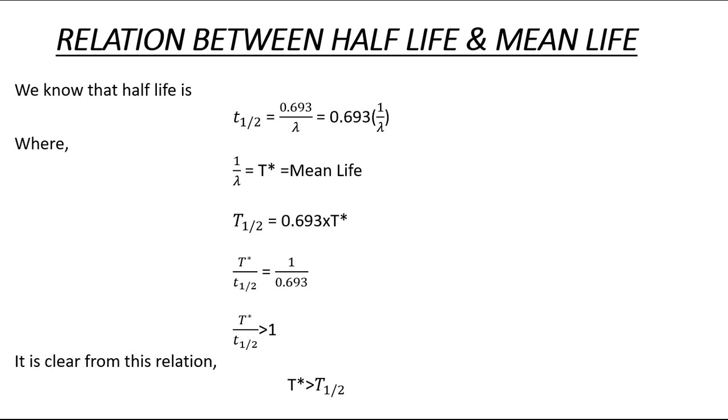So what is the relation between the half-life and the mean life? We can correlate them: T half is equal to 0.693 times tau, because tau is equal to 1 over lambda. From this relation, tau over T half, the mean lifetime over the half-life, is equal to 1 over 0.693, which means that the mean lifetime is greater than the half-life of the substance.